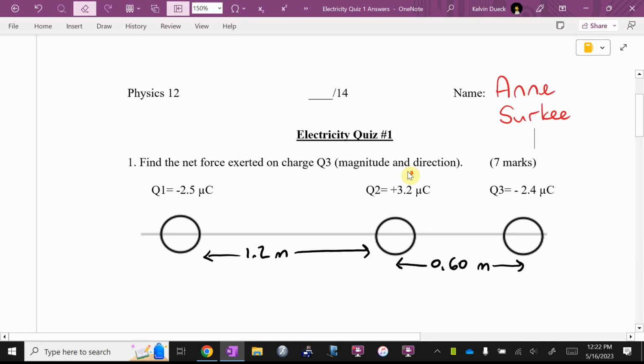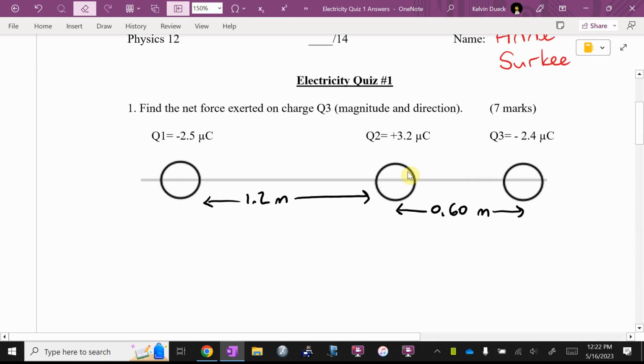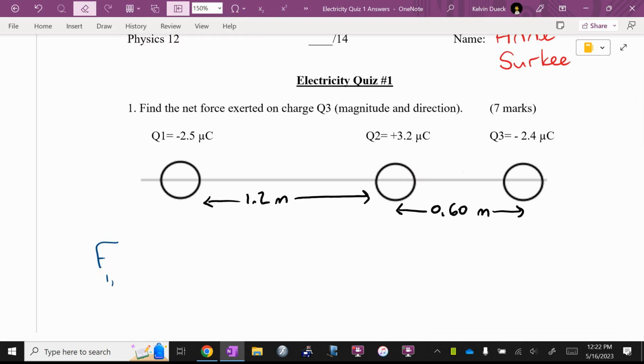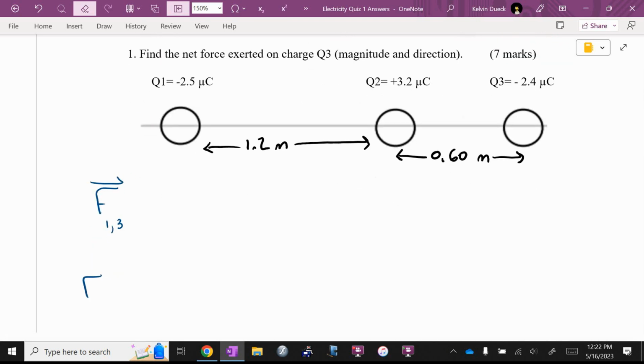So this wants you to find the net force exerted on charge 3. What I'm going to do is find the force exerted by charge 1 on charge 3, magnitude and direction, and the force exerted by charge 2 on charge 3. Why don't I care about between 1 and 2? Because the question didn't ask for that. I realize 1 and 2 are also exerting a force on each other, but they want to know what charge 3 is feeling.